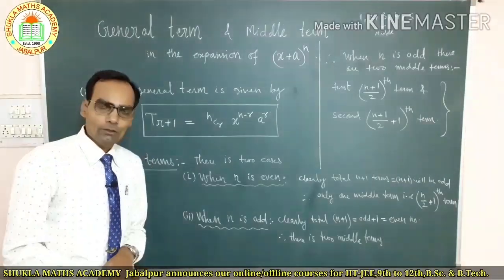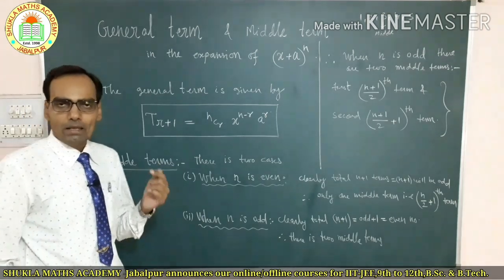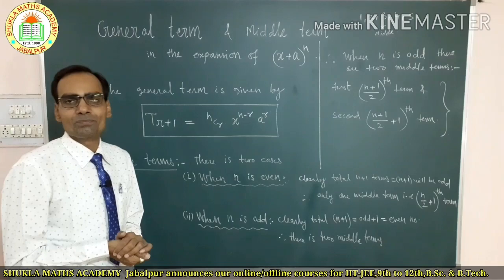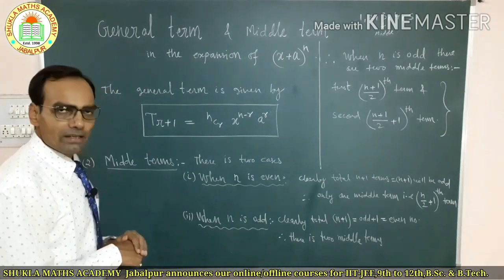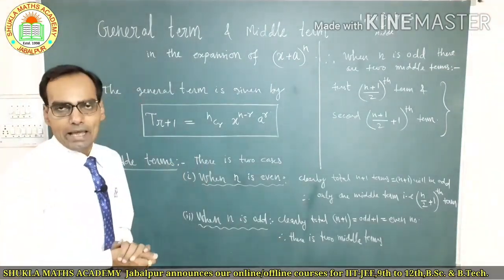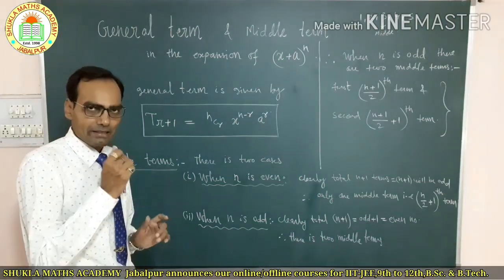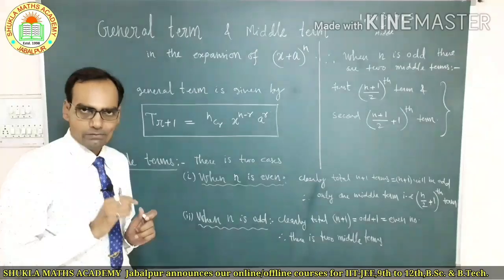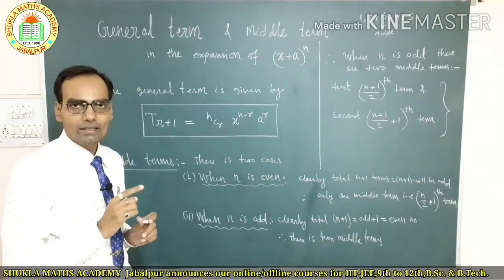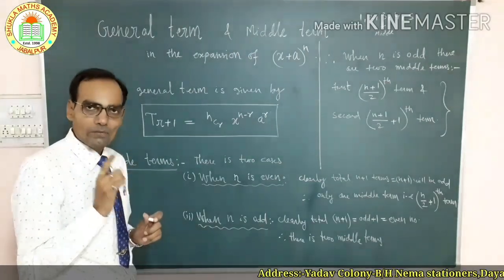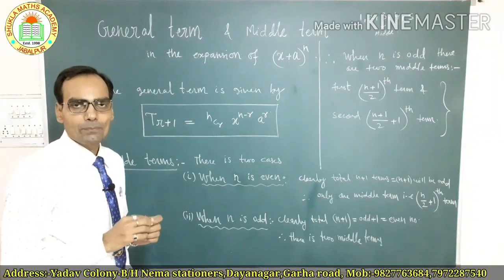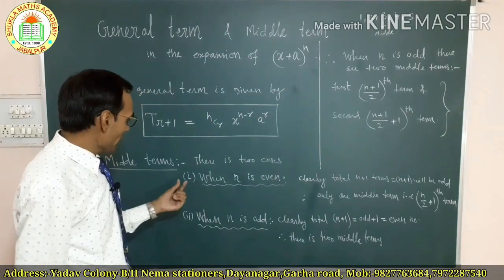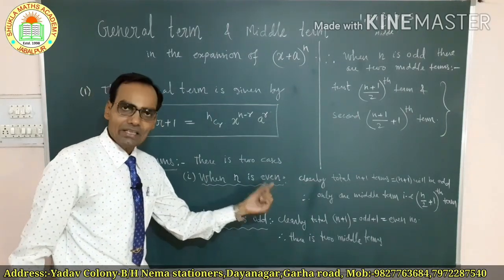Okay, and now the second concept is the middle term. How will we find the middle term of a given binomial expansion? Here two cases arise, and it depends on n: first, if n is even, and second, if n is odd. So dear students, I am explaining here, you will concentrate very carefully. It is a very main concept of the middle term. First case is when n is an even number.